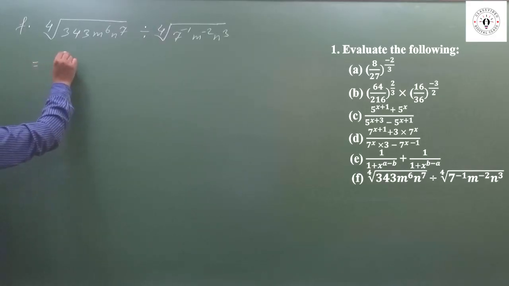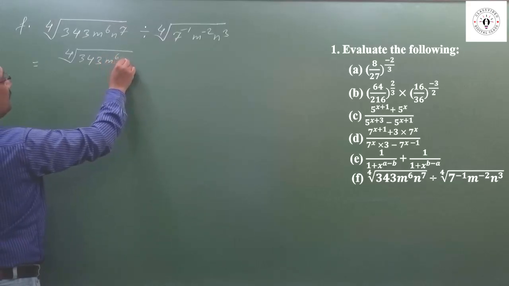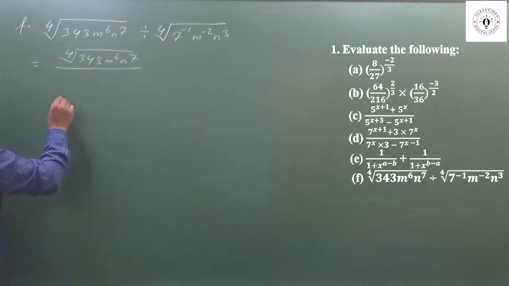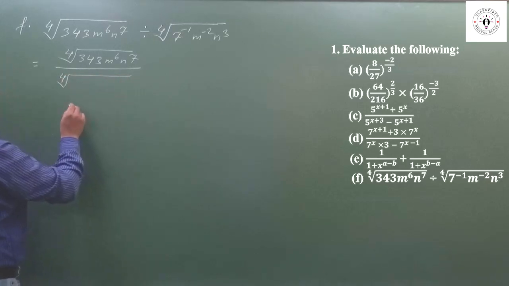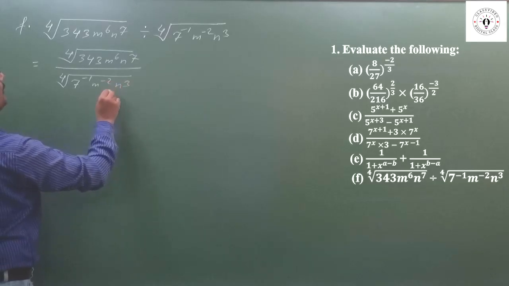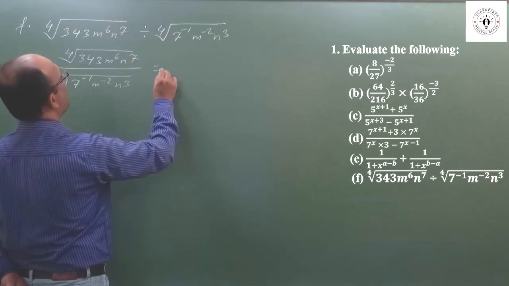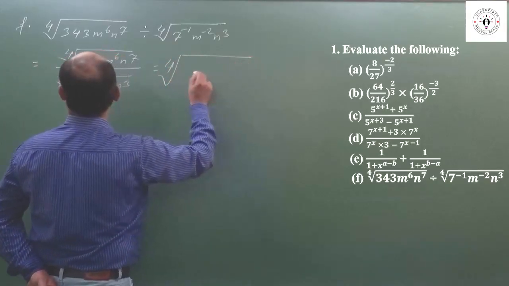Divide means upon. So firstly, we write like this, student. 4th root of 343 m to the power 6 n to the power 7 divide by 4th root of 7 to the power minus 1 m to the power minus 2 n to the power 3. There is no difference between divide and upon, so we write like this. Now both have same order. You know that when orders are same, then they can be multiplied as well as they can be divided. So we are writing under the same radical sign because both have same order.